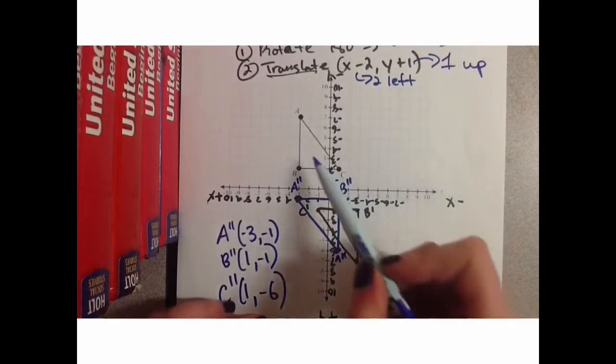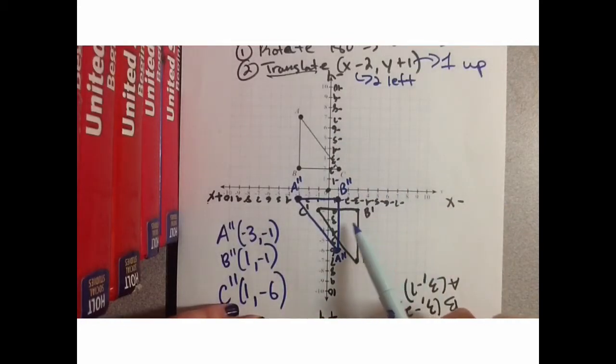And that's it. We rotated this triangle 180 degrees. We translated it 2 units to the left and 1 up. And that's our final product.